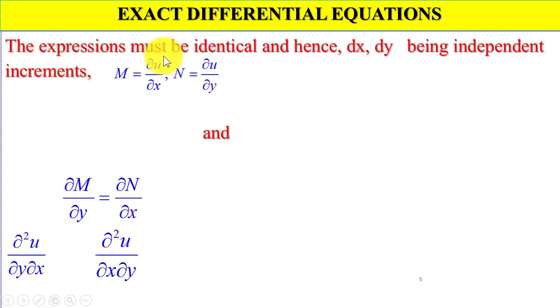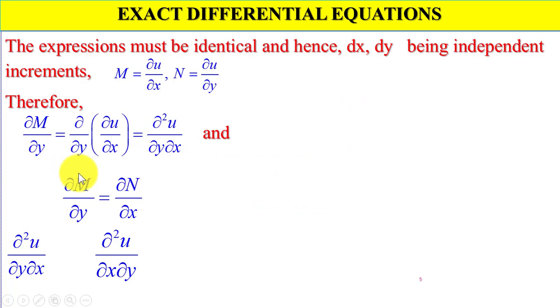The expressions must be identical, dx and dy being independent increments. So, M is equal to del u by del x and N is equal to del u by del y. Therefore, del M by del y is equal to del upon del y of del u by del x, because M is equal to del u by del x.